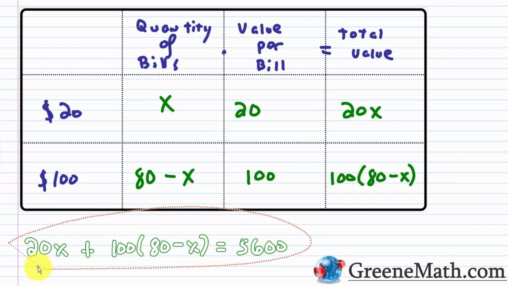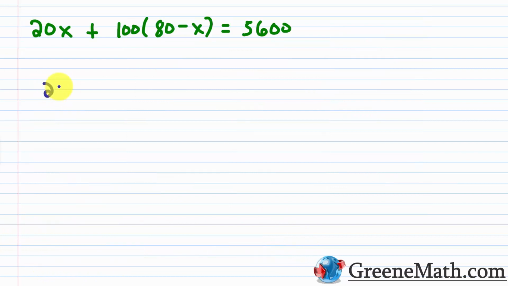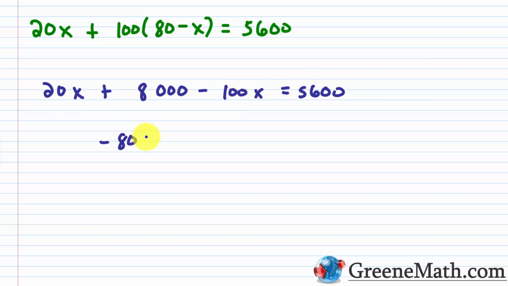So let's copy this and go to a fresh sheet. On the left, I have my 20x, and then plus 100 times 80, which is going to be 8,000. Then minus 100 times x is 100x, and this equals 5,600. So 20x minus 100x is negative 80x, and then again you have plus 8,000. This equals 5,600. Now I'm going to subtract 8,000 away from each side of the equation.